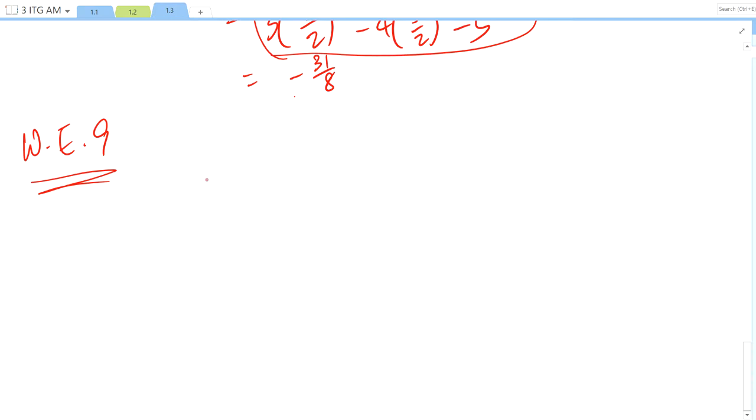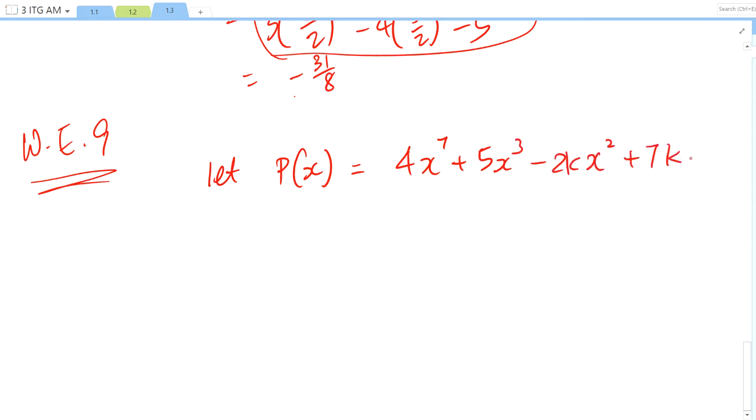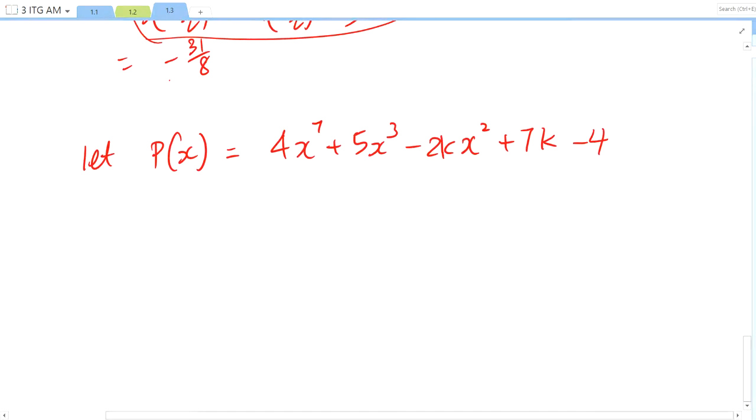Okay, so again, I'll let p(x). Notice in the solution in our textbook, they say let f(x). Doesn't matter. P, F, they're just letters. Let p(x) be equal to the polynomial 4x to the power 7 plus 5x cubed minus 2k x squared plus 7k minus 4. There are unknowns over here. This is my polynomial. I know that it has a remainder of 12 when it is divided by x plus 1. What does that imply? Remainder of 12 when divided by x plus 1. Can I form an equation? Yes. What is the equation?